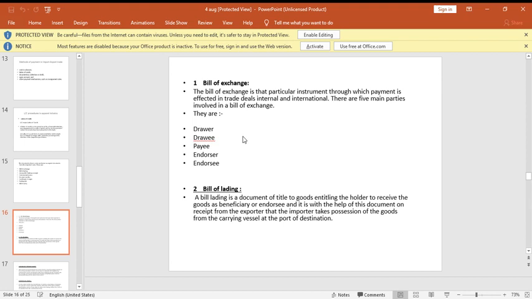Then bill of lading. Bill of lading is a document of title to goods, entitling the holder to receive the goods as beneficiary or endorsee, and it is with the help of the document on receipt from the exporter that the importer takes possession of the goods from the carrying vessel at the port of destination.